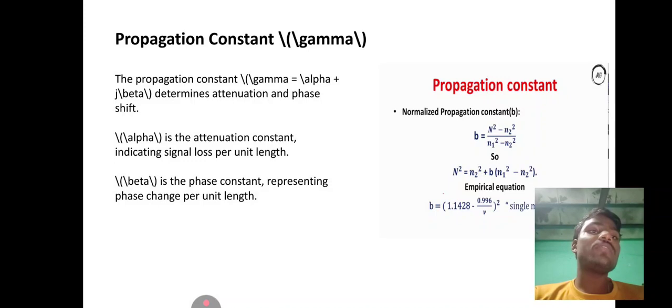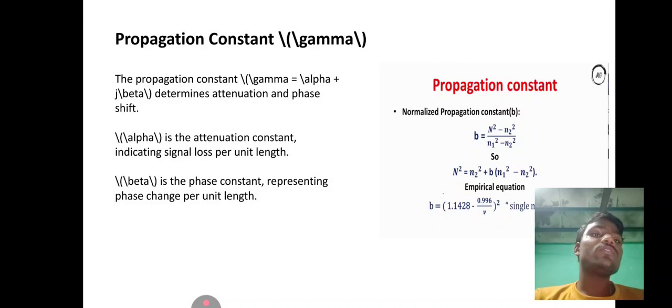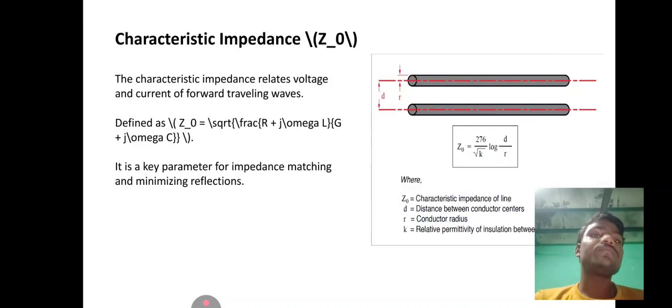Propagation constant. The normalized propagation constant b is equal to (n squared minus n2 squared) by (n1 squared minus n2 squared). n squared is equal to n2 squared plus b into (n1 squared minus n2 squared). Empirical equations. See the formula.